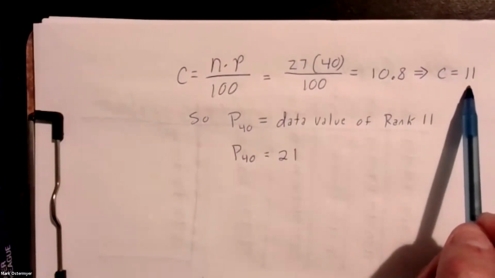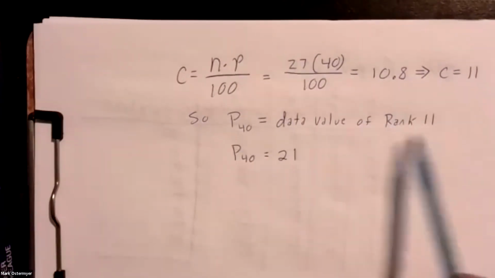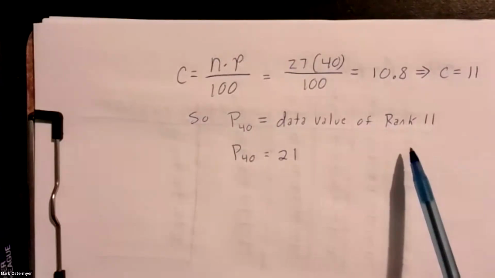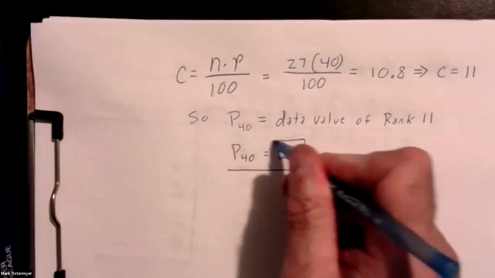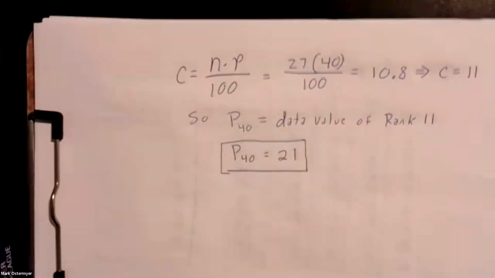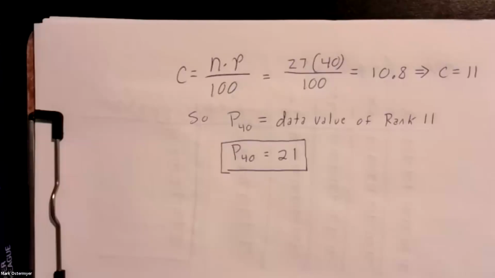So you go to your sorted data in your calculator and you count up 11 ranks, and you will discover that the 11th ranked observation in the data set is 21. This is your 40th percentile. Did anybody get that? Yes, 21. That's your 40th percentile. See how we're doing this here?